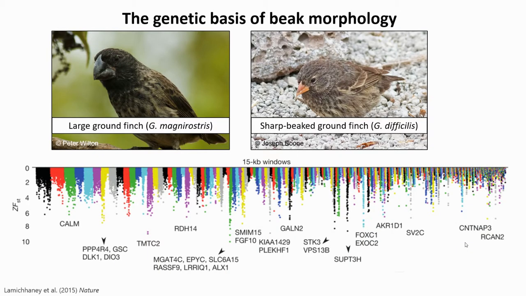Recently, evolutionary biologists took a closer look at the genetics of these finches. They compared the genomes of birds with different beak morphologies. For example, the blunt beak of the large ground finch and the sharp beak of the sharp-beaked ground finch. And they uncovered some genomic regions that are significantly different between the species. In the figure below, you can see several genomic outliers and the genes associated with them. Further analyses showed that different genes affect different aspects of the beak morphology, such as the width, the depth, and the size. Case closed. Did we find the genetic basis of beak morphology?